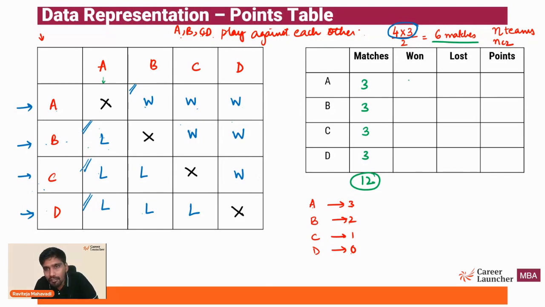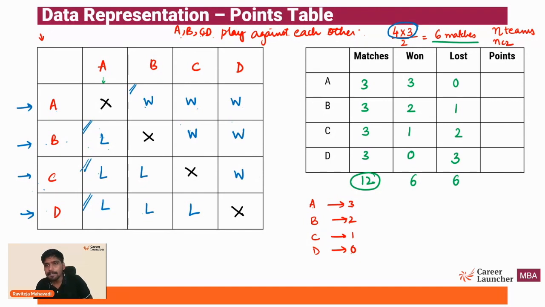Out of which A won 3, B won 2, C won 1, and D won 0. So how many did A lose? 0. How many did B lose? 1. How many did C lose? 2. And how many did D lose? All 3. As a result, you will find 6 here and 6 here. How many matches won is the number of matches that happened, if there is no possibility of draw.